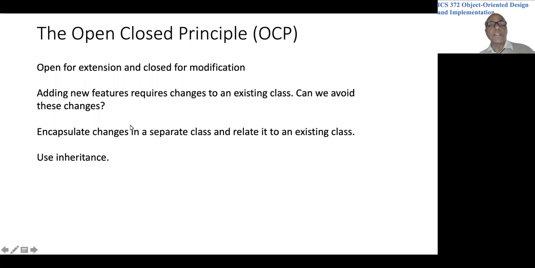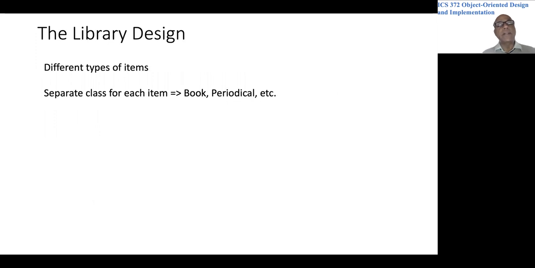What we should do is then have another class and relate it to the existing class and use the features of the existing class and add more stuff to it. And you know what that is? That is inheritance. So inheritance is a powerful mechanism for extending the functionality of an existing module, which in this case is a class. And that is what we did in the library system.